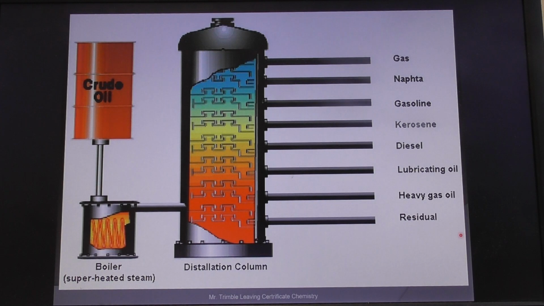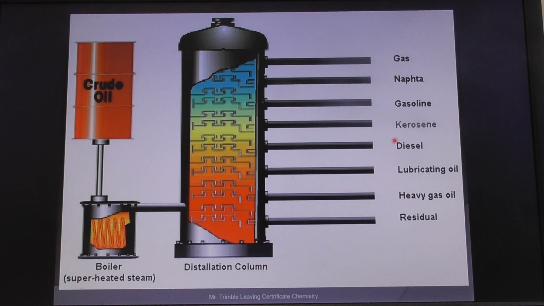But how we make it useful then is we take the crude oil and we heat it and we break it up into its fractions. Now that essentially means that we take crude oil and we split it up into individual parts that are more useful. So you have heavy gas oil, lubricating oil, diesel, kerosene, gasoline, naphtha and gas. And this is known as a fractionating column or a distillation column. What this allows us to do is refine the oil into different fractions. So the name for these is fractions.